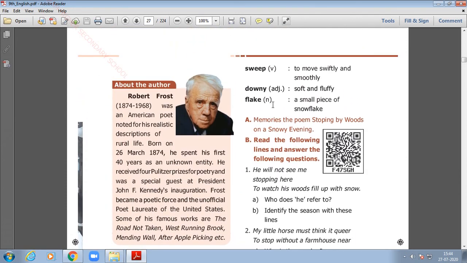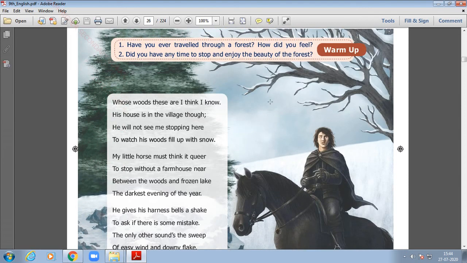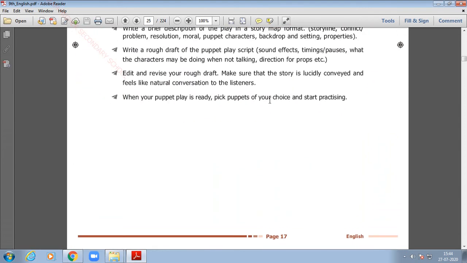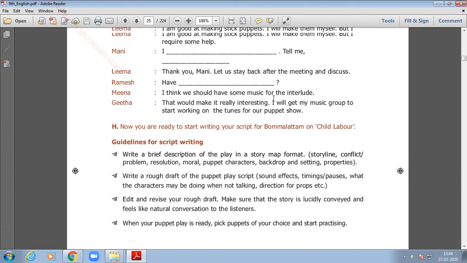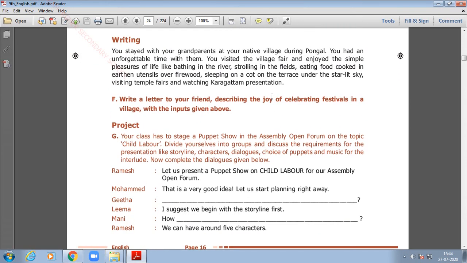Okay children, hope you have understood today's lesson. We have done only the grammar part, prepositions, and try to complete your activities as well as the homework given. Thank you.